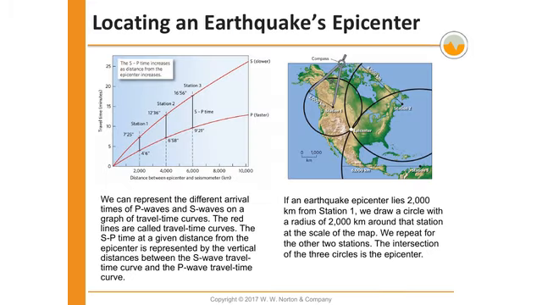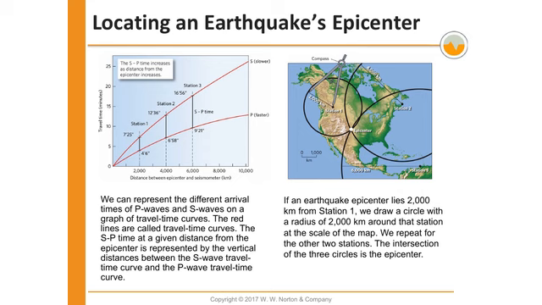To locate an earthquake's epicenter, we use different arrival times of P waves and S waves, displayed on a graph called travel time curves. Red lines on the graph represent these curves. The S-P time, the time difference between S wave and P wave arrival at a station, is depicted by vertical distances between S wave and P wave travel time curves.